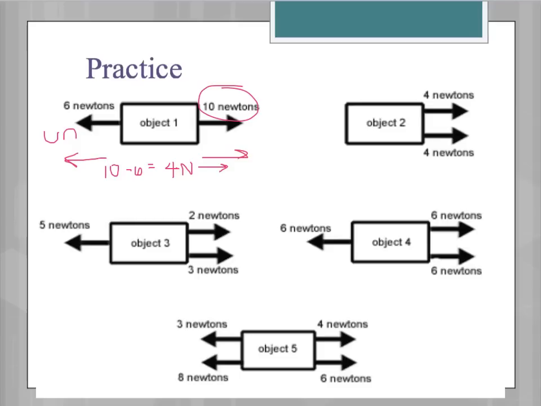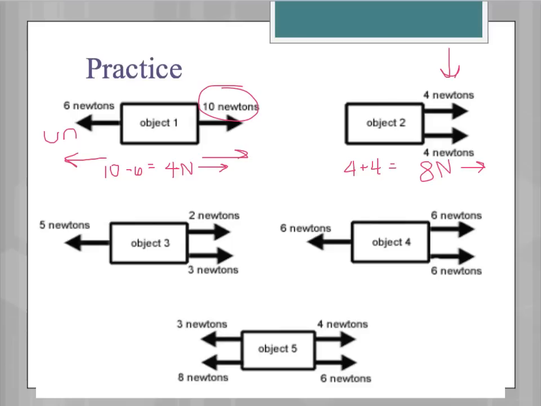Now, object 2, you should see that all of the forces are on this side. And so when we have the forces working together, we add them together. So we're going to have 4 plus 4, and that equals 8 newtons, and it's going to end up going in this direction, which makes sense, because if I'm trying to pull something and I have another person help me pull it, we're going to add forces together, and it's going to move a lot faster.